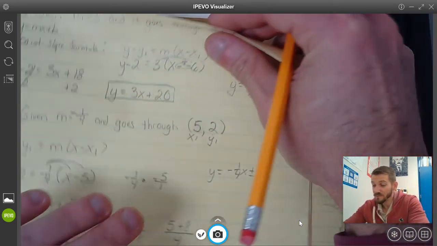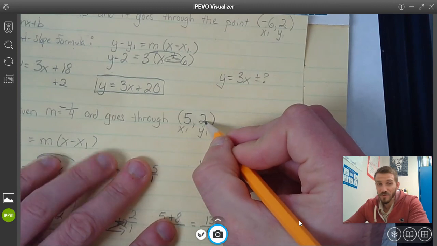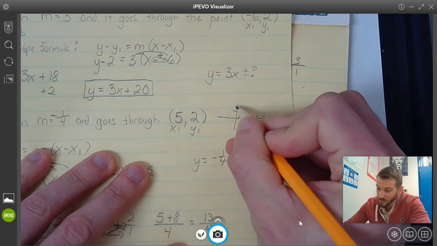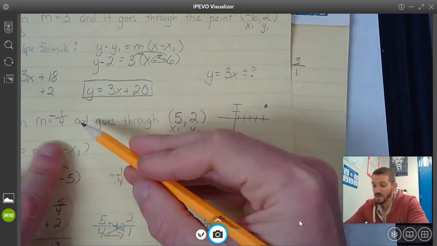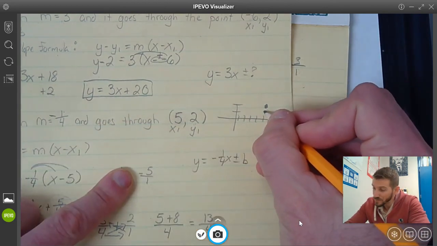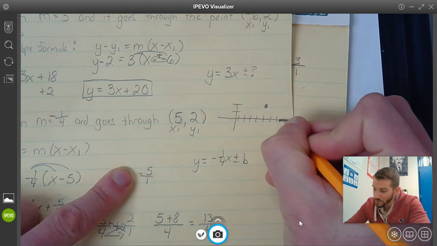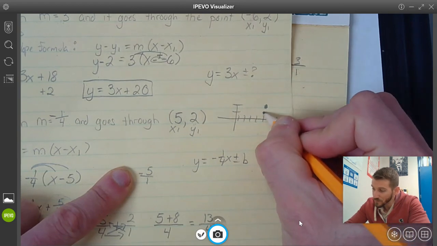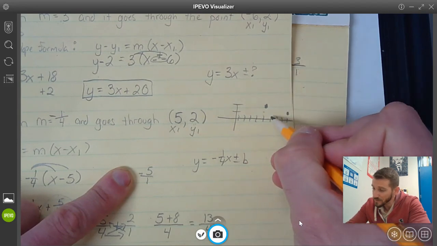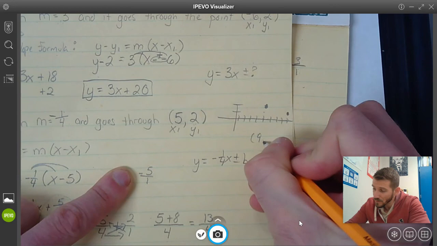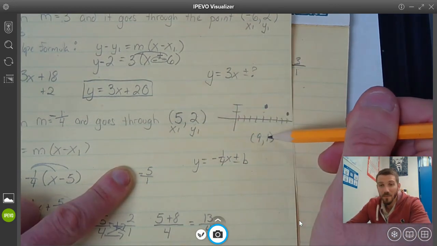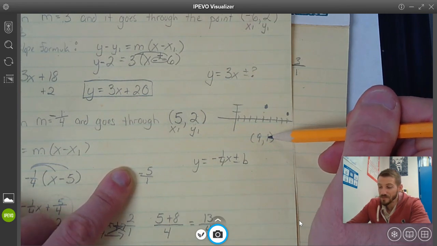So again, for this one, when you start off at 5, 2, you can plot that point wherever 5, 2 is. 1, 2, 3, 4, 5, and up 2. And use your slope, negative 1/4. That's down 1 to the right 4. So down 1 over 1, 2, 3, 4. So that point would be 1, 2, 3, 4, 5, 6, 7, 8, 9, 1. So you can take 5, 2 and 9, 1, plug those in the calculator, and also get your equation.